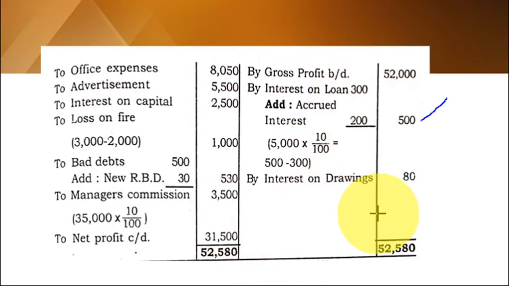Interest on drawings. Interest on capital we write on the debit side because it is an expense. Interest on drawings is income, because the proprietor has to pay the firm. So it is income, 80 rupees we are writing. So the total of both sides is 52,580, and the gross profit is 31,500.